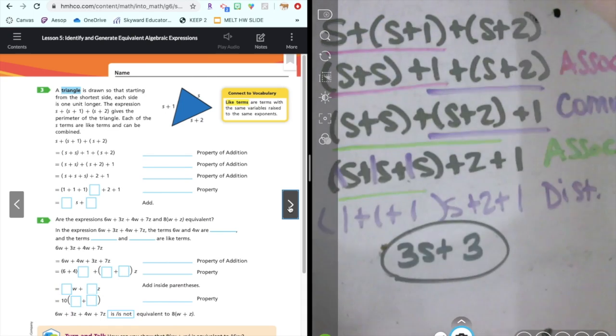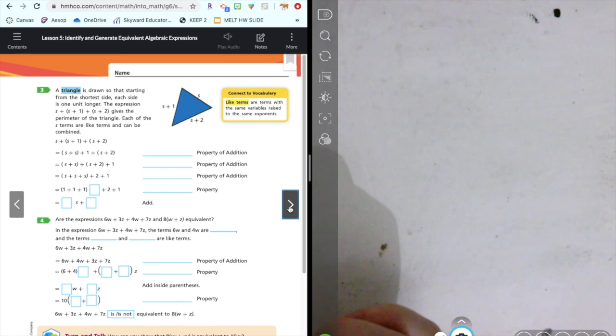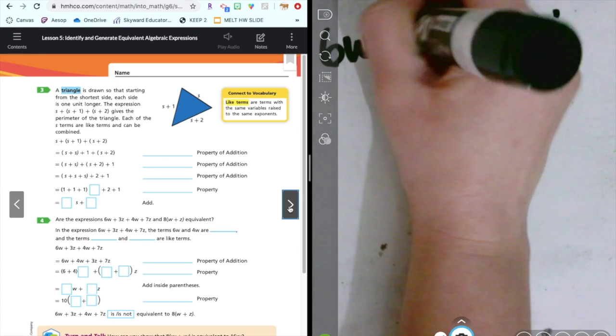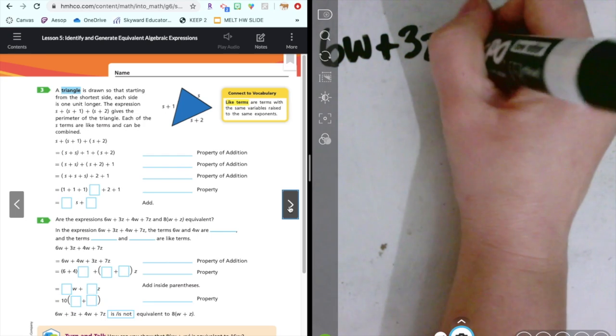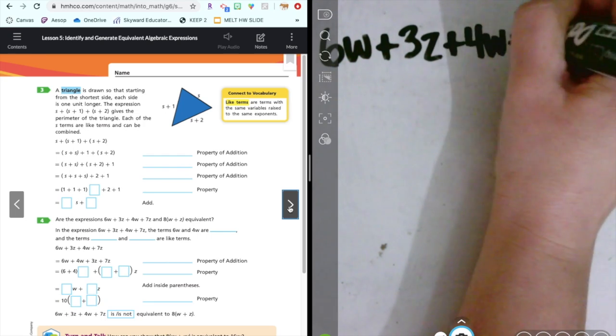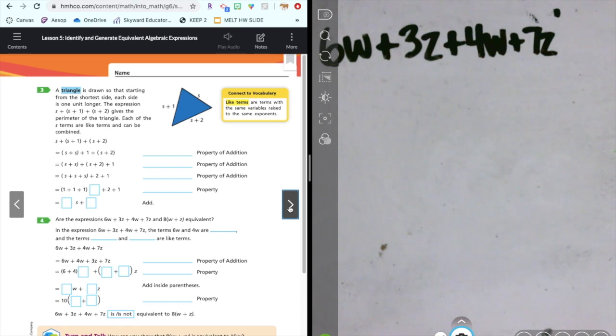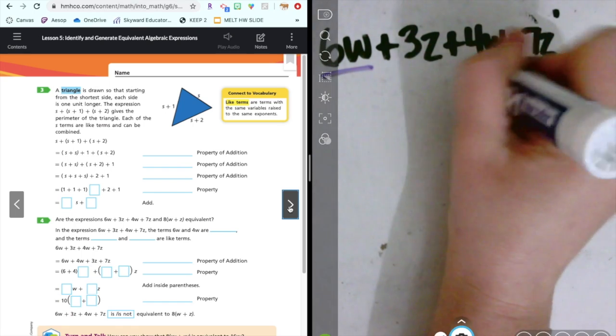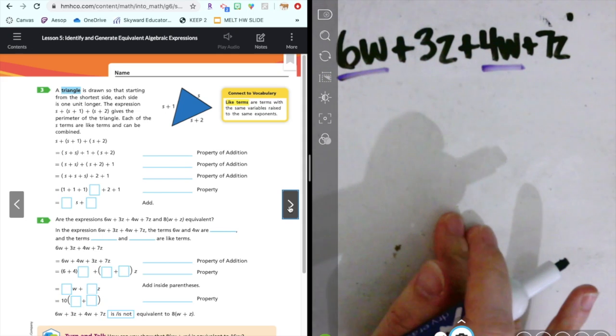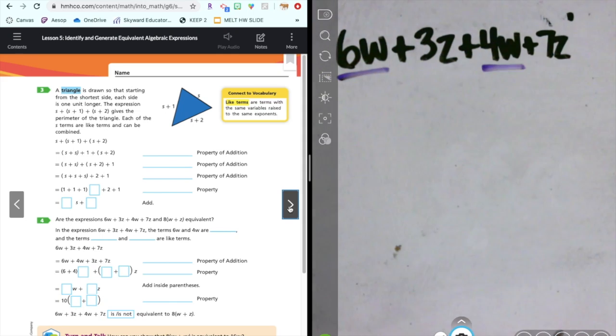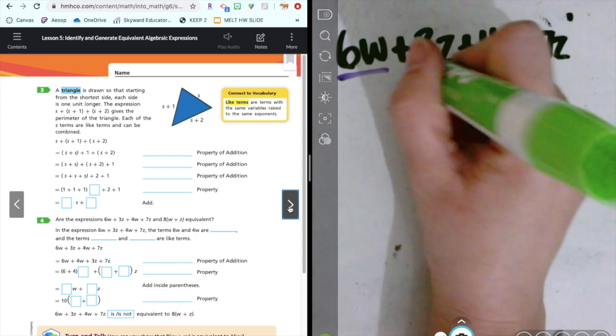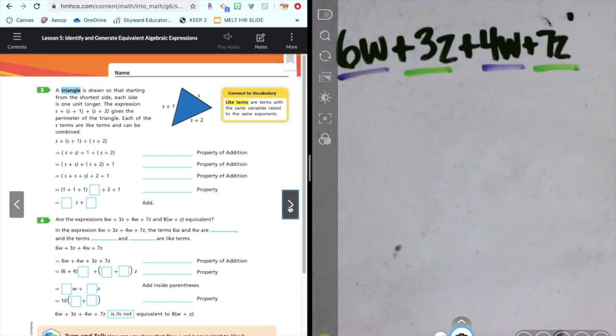Let's look at the next one, number 4. Number 4 says, are the expressions 6w plus 3z plus 4w plus 7z and 8 parentheses w plus z equivalent? In the expression 6w plus 3z, write this down, plus 4w plus 7z, it says that 6w and 4w are like terms. Yes, they are because they both have w's. My other like terms then are 3z and 7z, right?